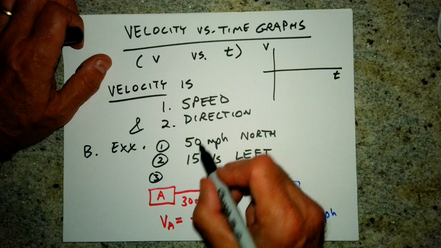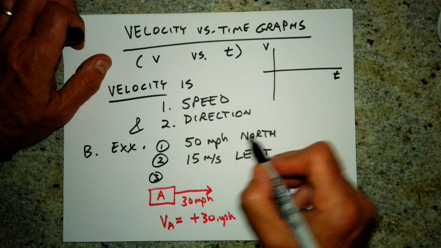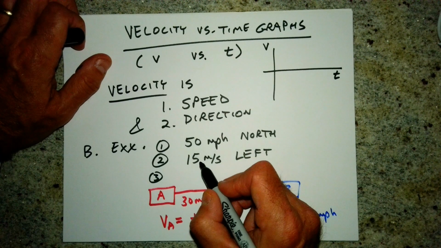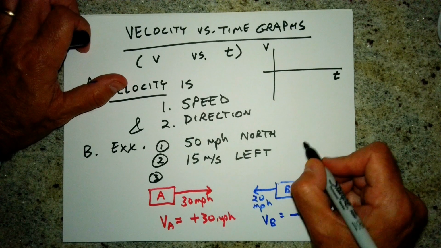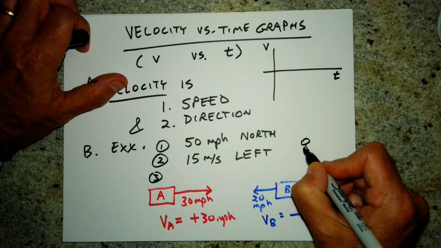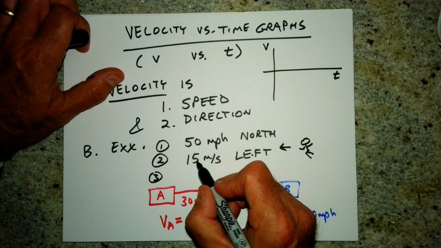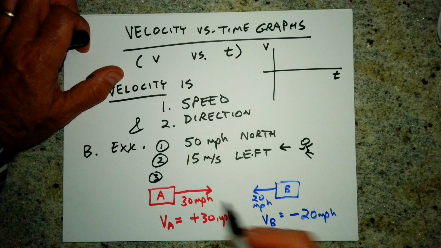Here are some examples. A car is driving 50 miles per hour north, speed and direction. Second example could be a person. A person is running 15 meters per second, to the left. Direction is left, speed is 15 meters per second.